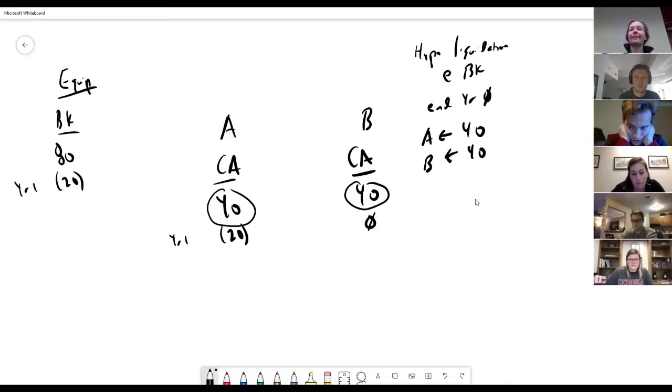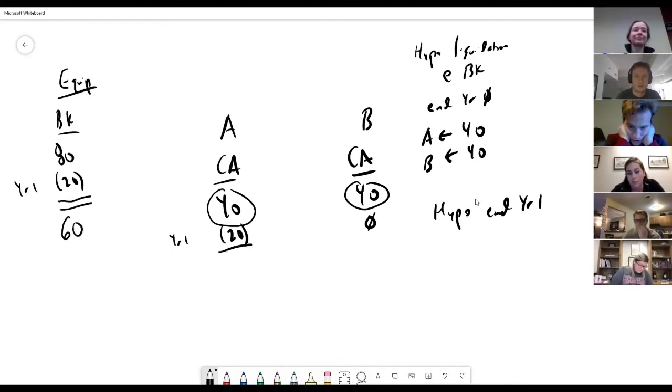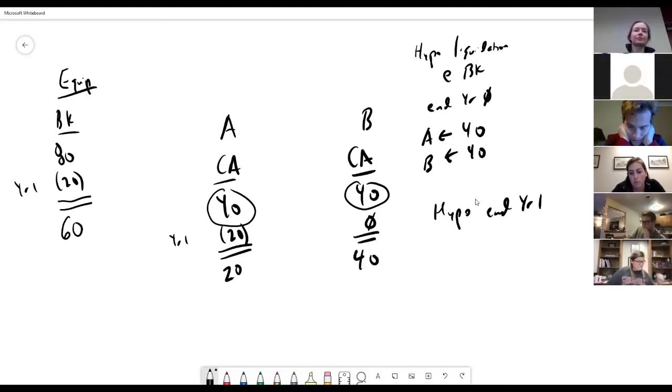Now we have this hypothetical liquidation at the end of year 1. Well, again, in these hypothetical liquidations, we're using book value. So we have 60 of book value. Because the partnership liquidates according to positive capital account balances, where would the 60 go? It's going to go 20 to A and 40 to B.